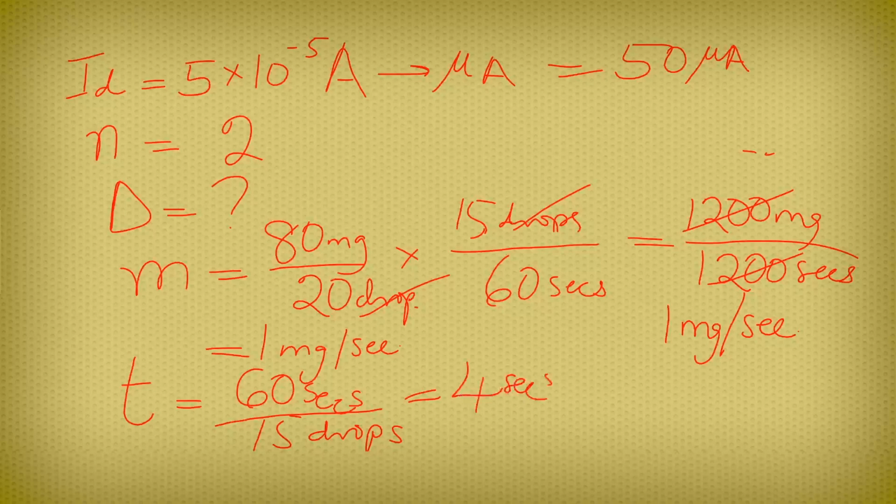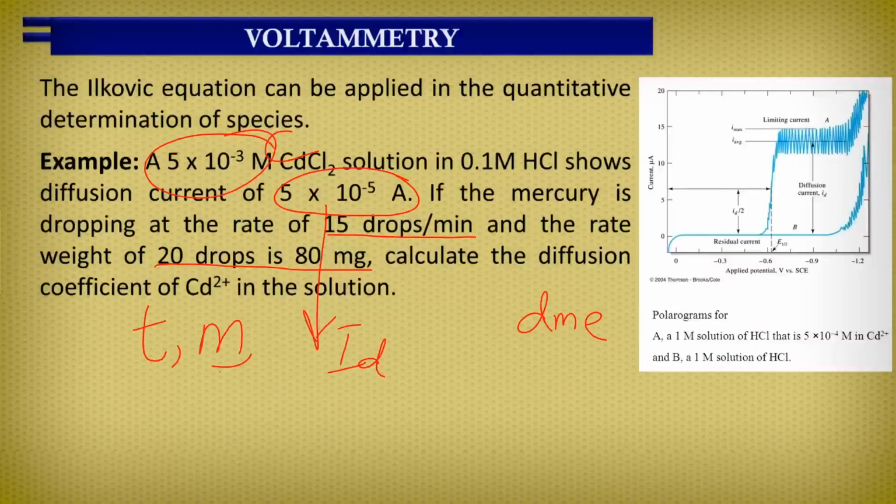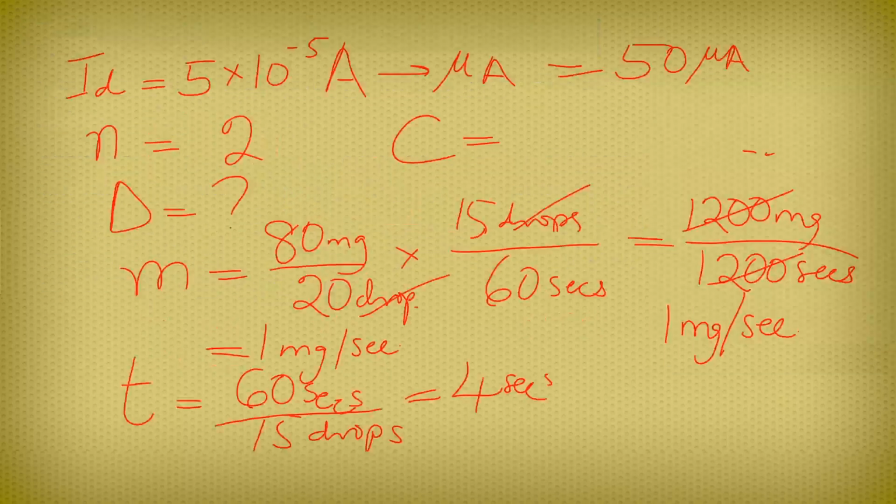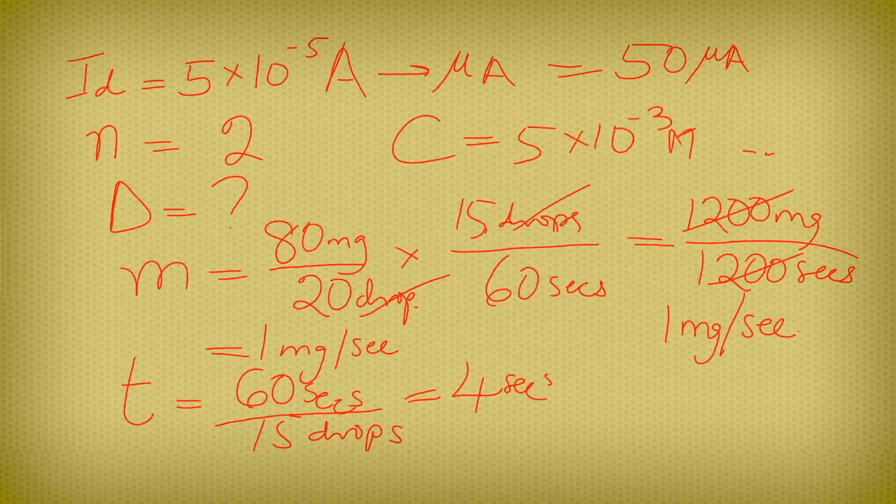And then last but not the least is concentration. If we go back to our problem, remember the concentration is 5 times 10 to the power minus 3 moles. So that's our concentration. And since we're dealing with millimoles, this we now convert to 5 millimoles. And now we have all the parameters that we need for this calculation.